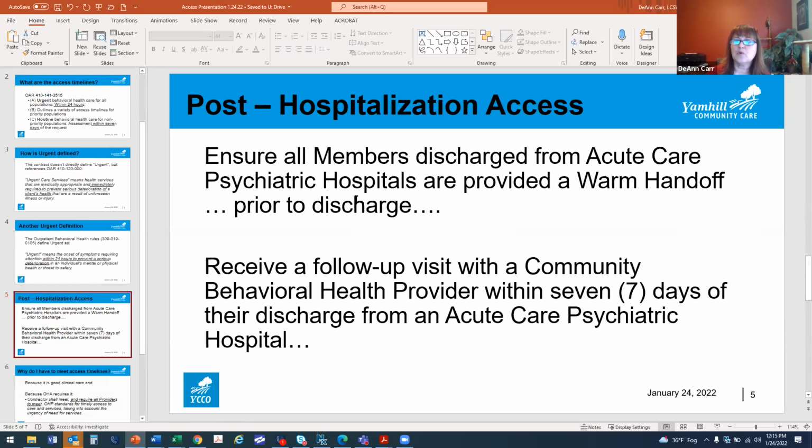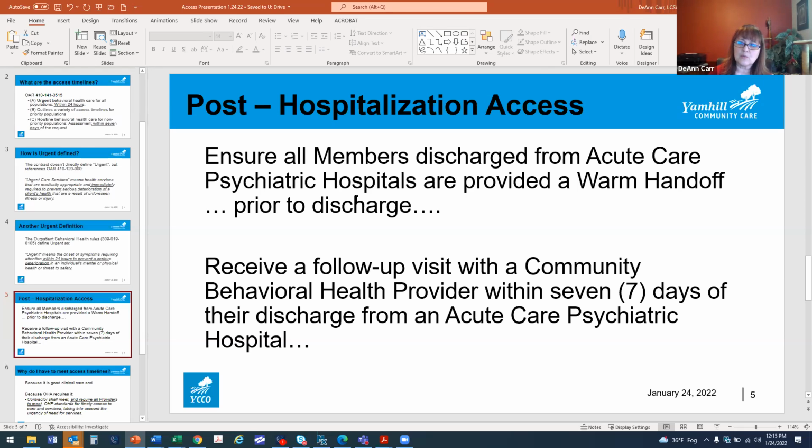There's another access point. This one is not in the 410-141 rule, but it is required via the CCO contract. And I believe it's in some other rules, but I'm sorry, when I was putting it together, I didn't locate the OAR for you. But this speaks to two pieces.